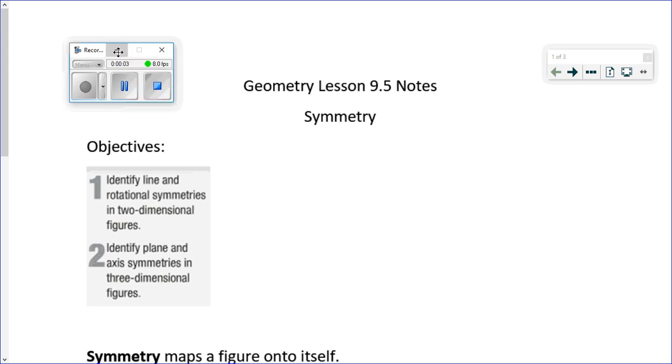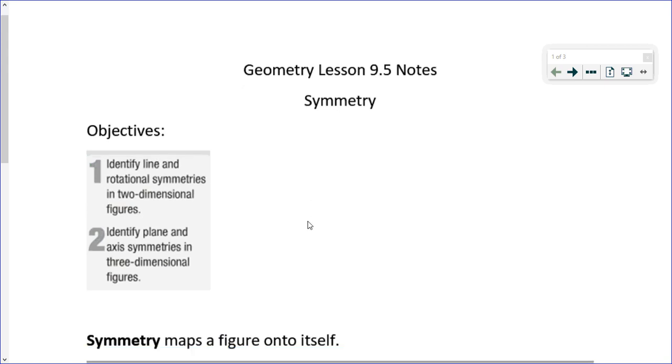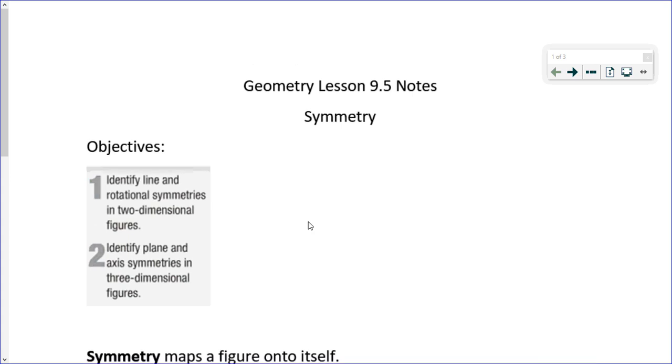All right, welcome back, everyone. We're talking about lesson 9.5, which regards symmetry. Our objectives will be to identify line and rotational symmetries in two-dimensional figures. And then lastly, we'll talk about plane and axis symmetries in three-dimensional figures.